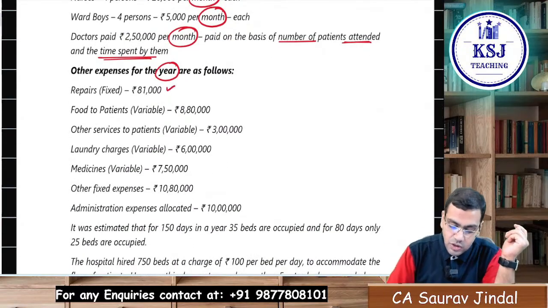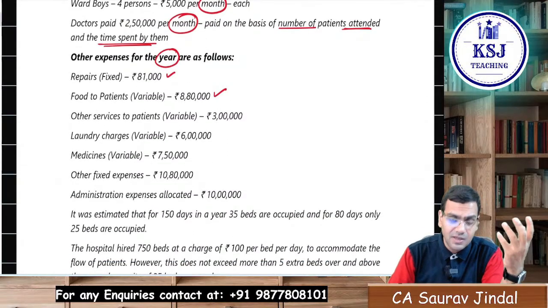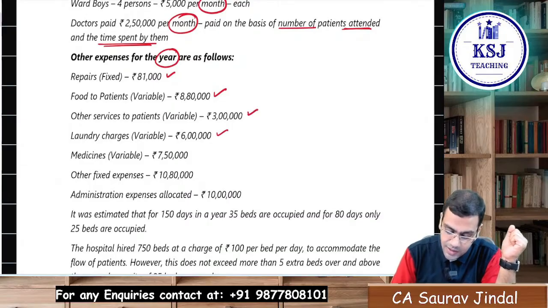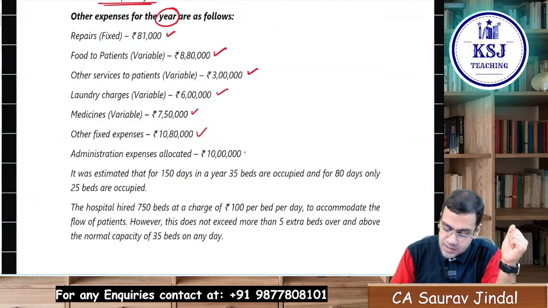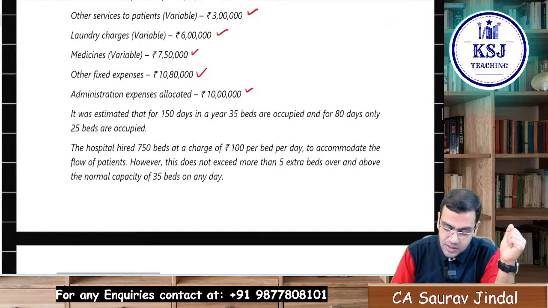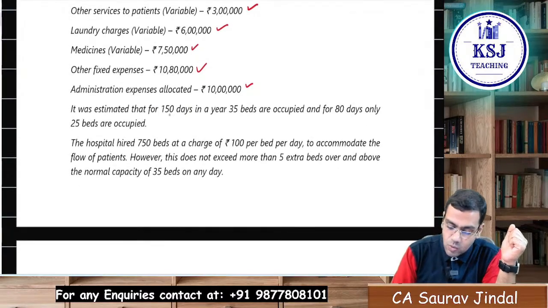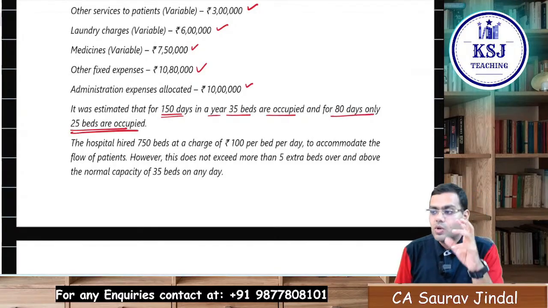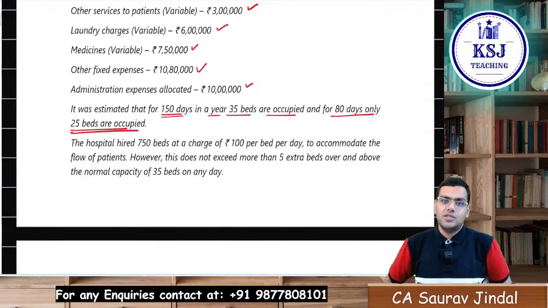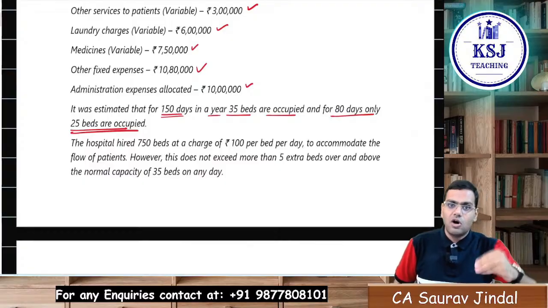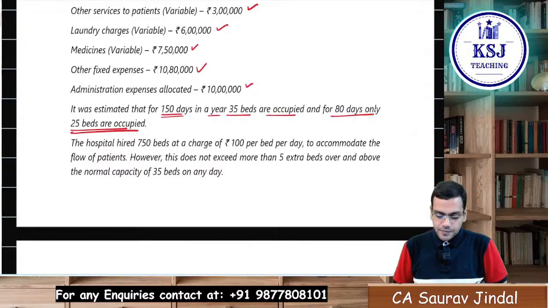Repairs are given, food to the patients variable is given, other services to patient variable, laundry charges variable, medicines variable, other fixed expenses. Administration expenses allocated are 10 lakh rupees. It was estimated that for 150 days in a year, 35 beds are occupied, and for 80 days, only 25 beds are occupied. So here, when we are talking about the hospital, what we have to calculate is the patient days. The patient days is the number of days for which the patients were there on that hospital bed, right?